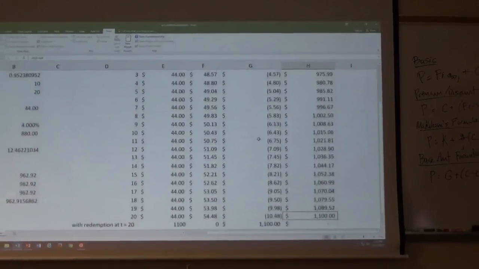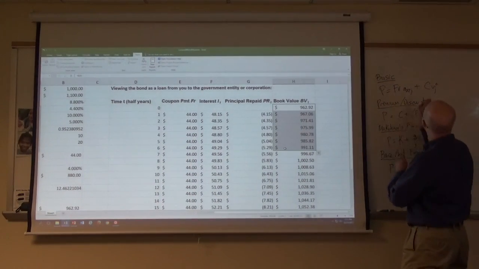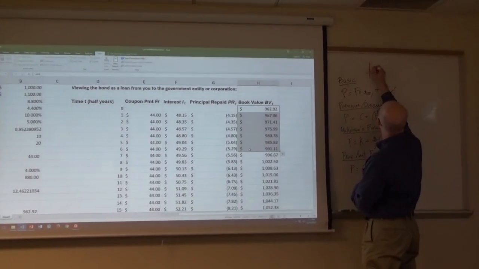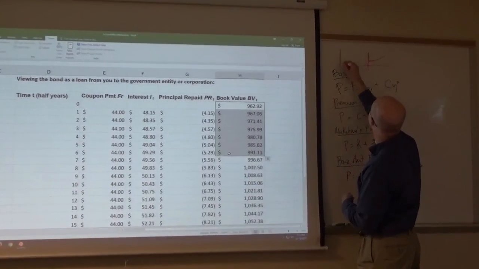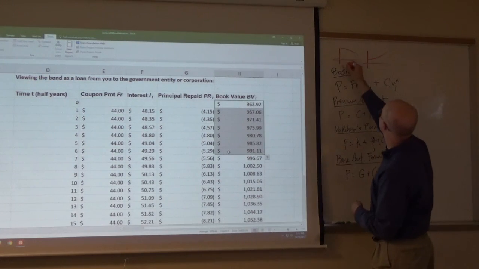No, we didn't have to. If you graphed this BV as a function of time, you get a concave up graph. This graph was concave down. I shouldn't have used green. That's at a premium.